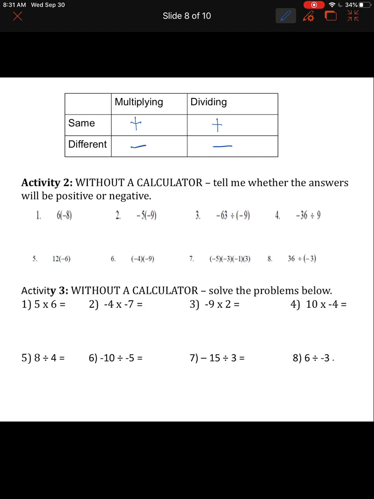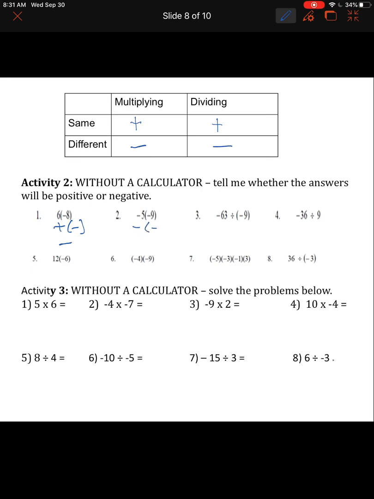So using this chart above, we're going to do activity 2. Without a calculator, tell me whether the answers are going to be positive or negative. So we'll do the first two together. So we have a positive times a negative, which are different signs. So our answer is going to be a negative. Okay, that's all I want you to do. You don't need to give me a numerical answer. You just need to tell me whether it's positive or negative.